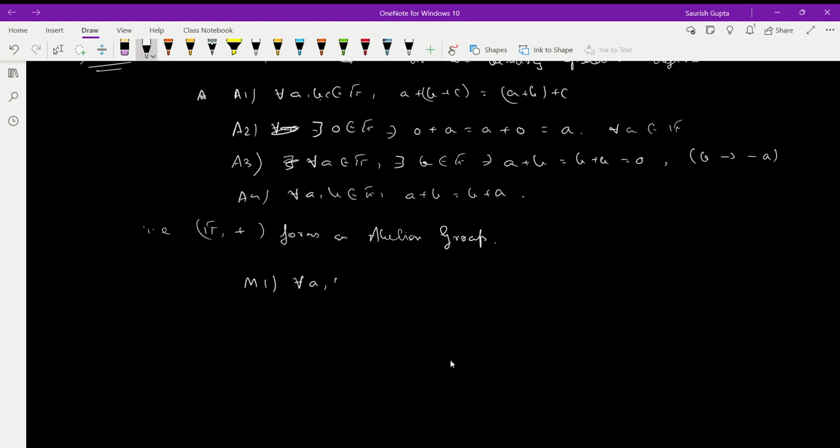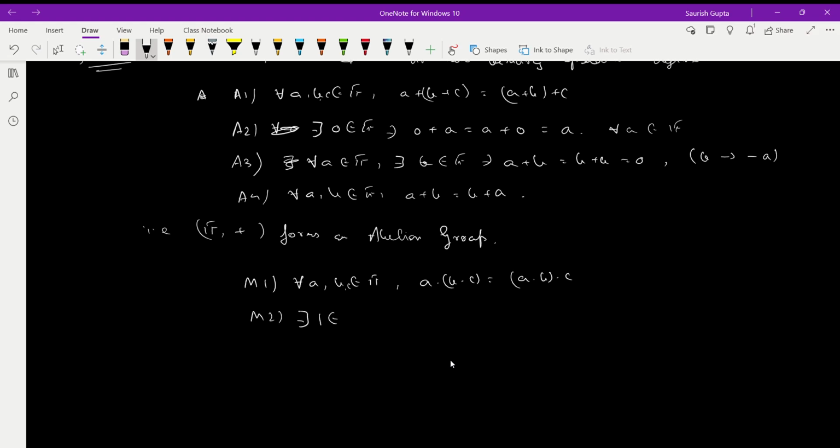So M1. M1 is that for all A, B, C in F, you have (A dot B) dot C same as A dot (B dot C). So here dot is simply a multiplication notation. Okay.